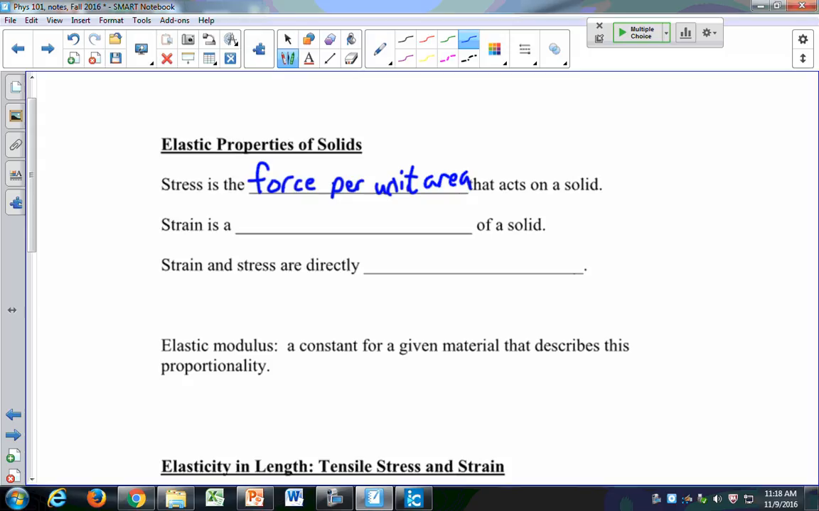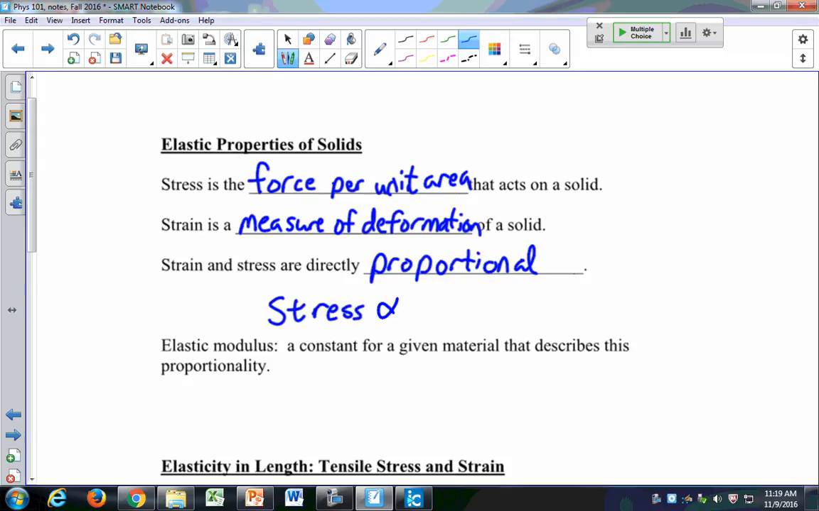That's stress. Stress is the force per unit area that you put on the bone, and strain is the measure of the deformation of the solid. Stress is the force that I put on it, and strain is how it responds to that. So stress and strain are directly proportional. If I put stress on a material, that causes a strain. If I put twice the stress, then I get twice the strain. This is a causal relationship. If I do stress, I cause strain.